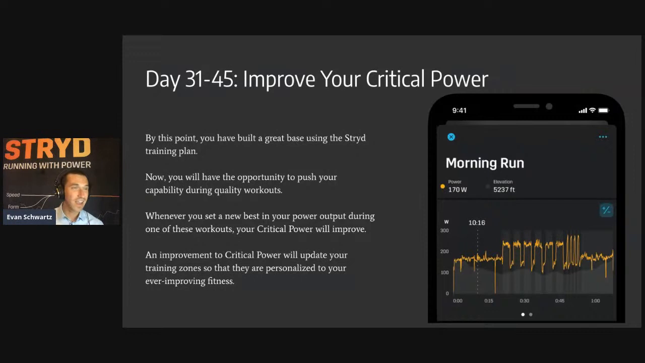Whenever you set a new best, either in your power output during a workout, a race, a long run, a time trial, your critical power will adapt with your fitness. And improvement to critical power will update your training zones so that they're personalized for your ever-improving fitness. And if you've also added a race at the end of the event calendar for the race calculator, you'll see that projection change over time as your fitness does increase and change.